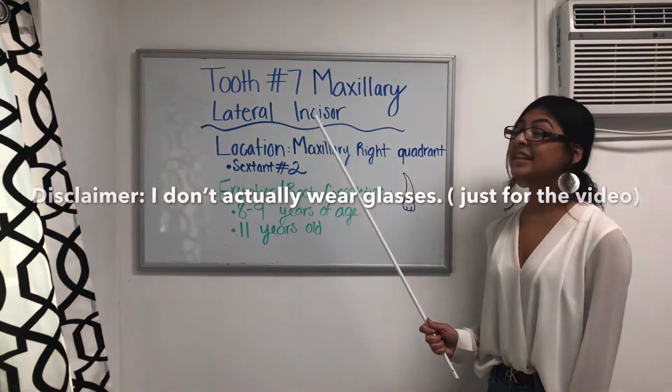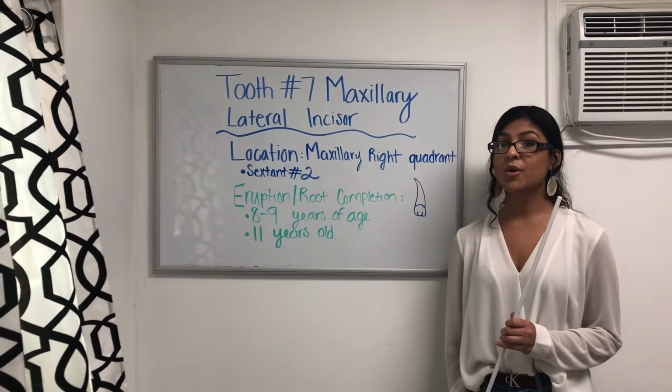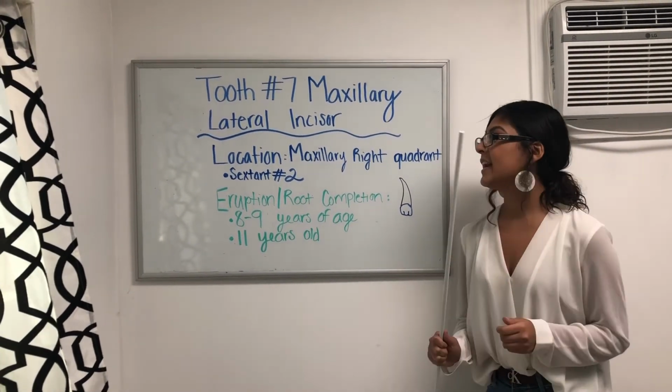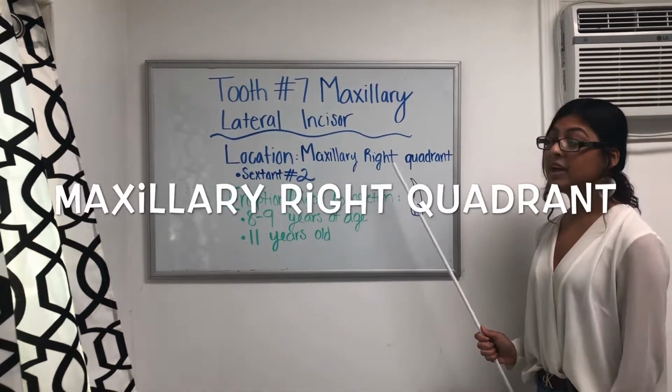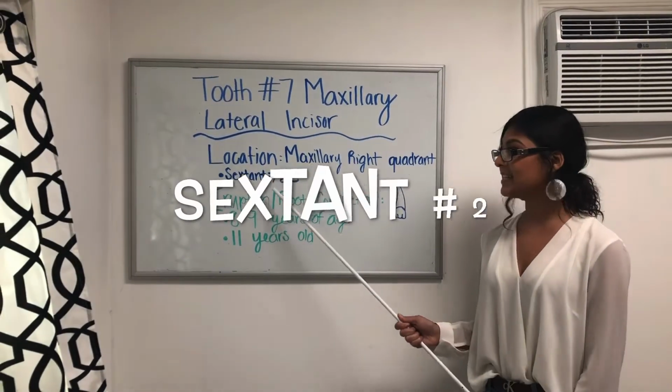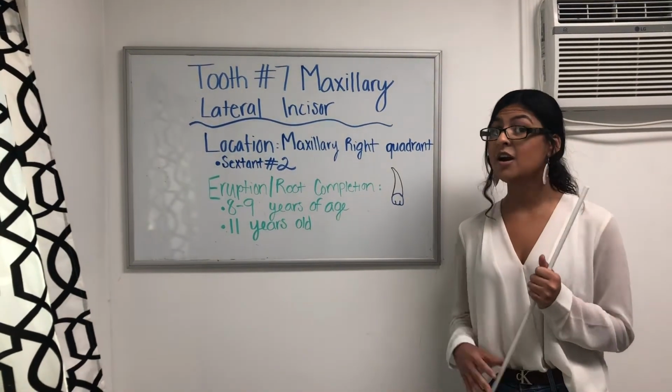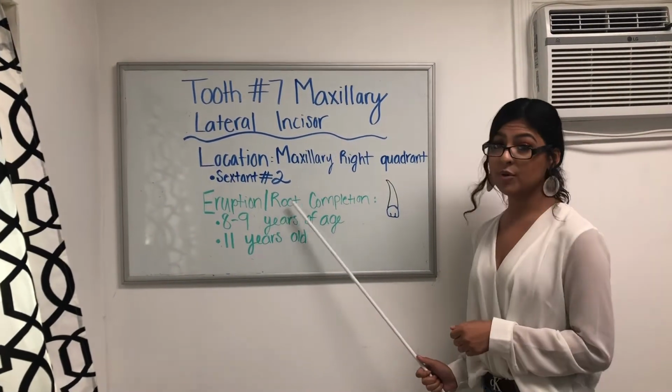Number 7, maxillary lateral incisors. So first we're going to start off with some very important information regarding location. It is located in the maxillary right quadrant and in sextant number 2. It's also very important to be aware of the eruption dates as to the root completion.